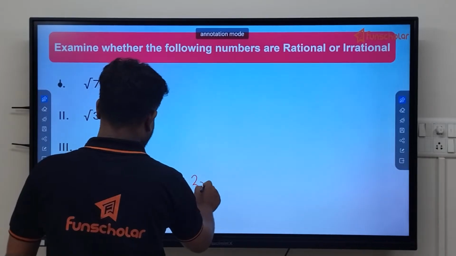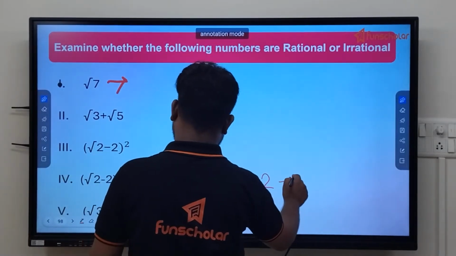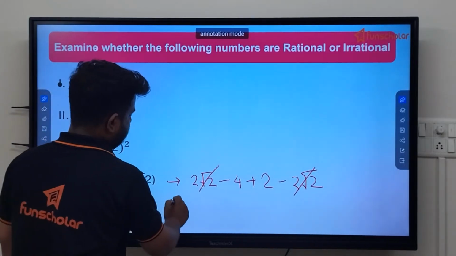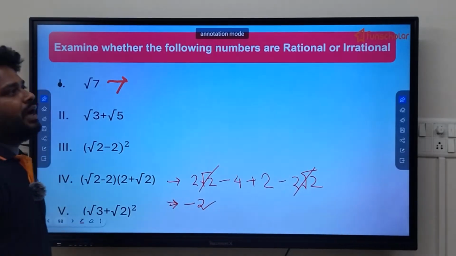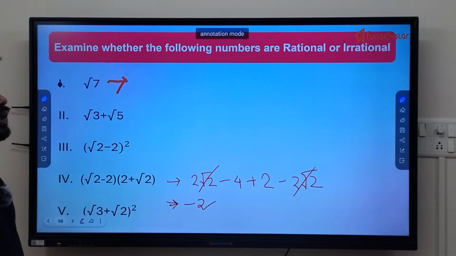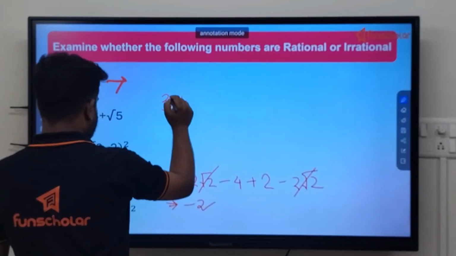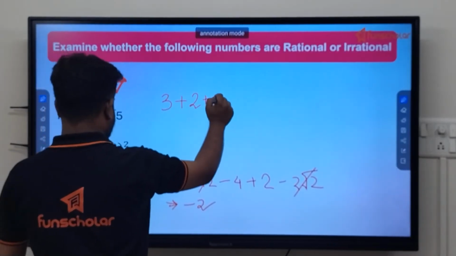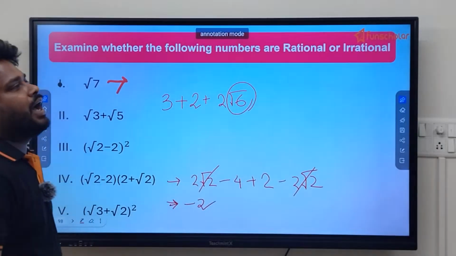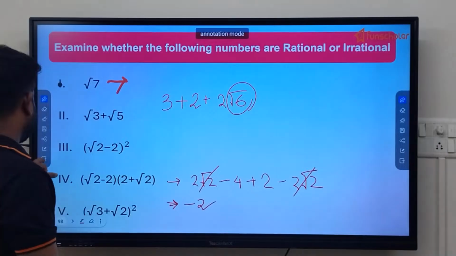How is it becoming rational? So 2 root 2 minus 4 plus 2 minus 2 root 2. These two terms get eliminated and the answer will be minus 2. So this is a rational number. And for this one, it follows the formula a square plus b square plus 2ab, so the answer will be like this, and here we have root 6 which is an irrational number. So that's why the whole number will be irrational, right?